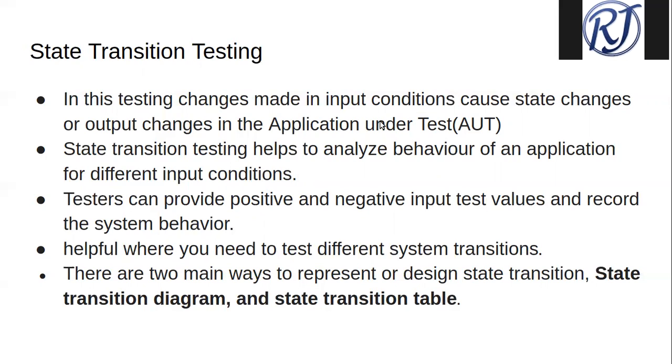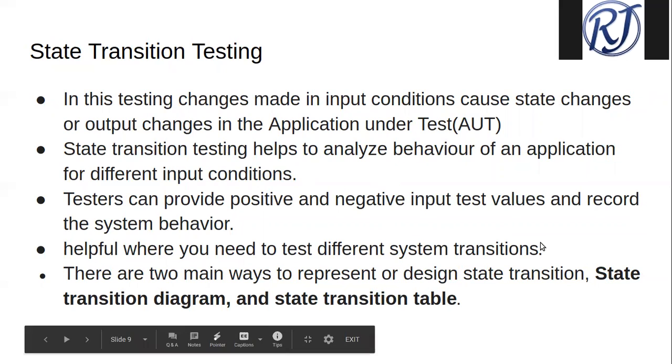So in an ATM machine, if you enter the incorrect pin number, then it won't allow the user to withdraw the money from the machine. So like that there are various states of the machine. Second, state transition testing helps to analyze behavior of an application for different input conditions. Tester can provide positive and negative input test values and record the system behavior. Helpful where we need to test different system transitions.